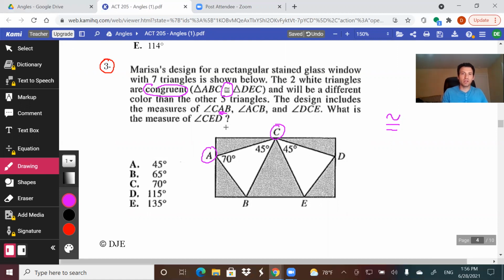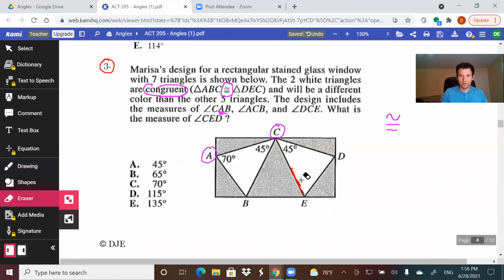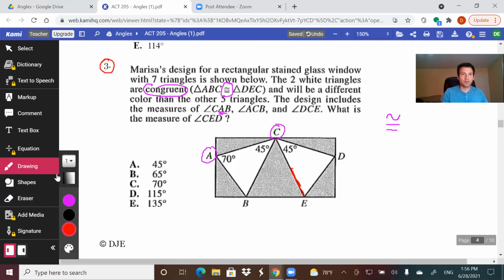What is the measure of CED? So if it's asking for the measure of CED, and I should draw that a little better, it's really asking for the measure of angle E. All right, so a couple of things I want to mention.